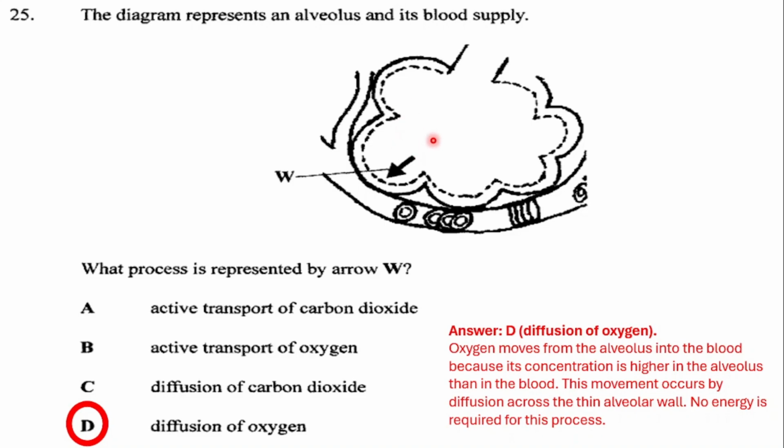So oxygen is going to move from the alveolus into the blood because its concentration is higher in the alveolus than in the blood. This movement occurs by diffusion, not active transport, across the thin alveolar wall. No energy is required for this process because we're talking about diffusion. So the process represented by arrow W is definitely going to be diffusion of oxygen.